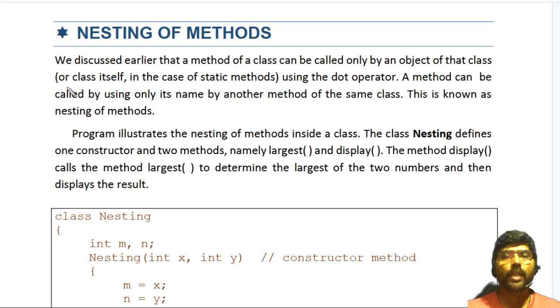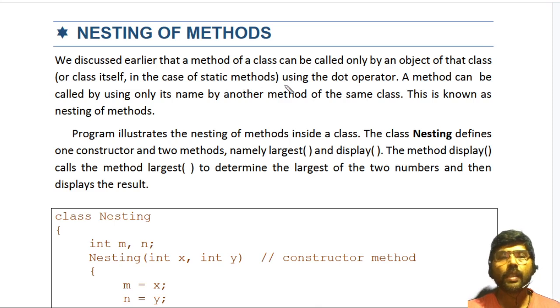Nesting of methods. In last classes, I explained that if I want to access any methods, I have to create an object and call that method using object name and dot operator. Or I have to use class name and dot operator if the method is a static method.